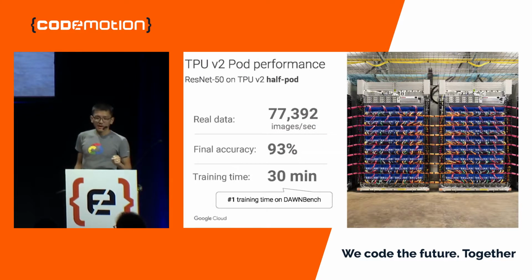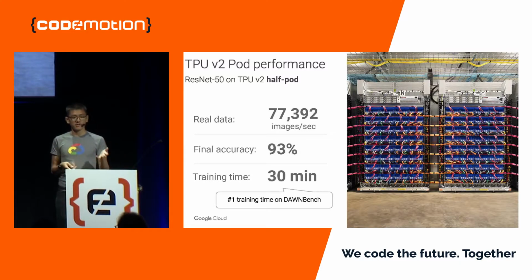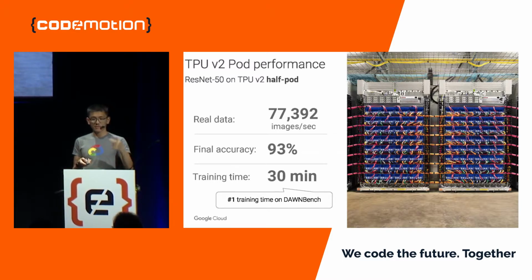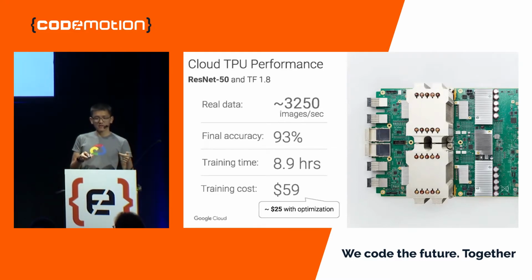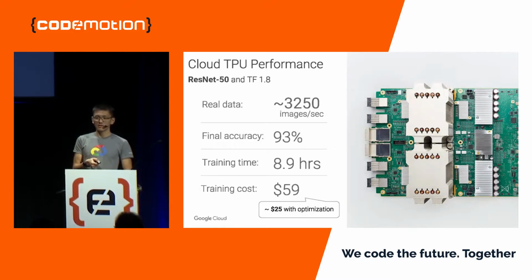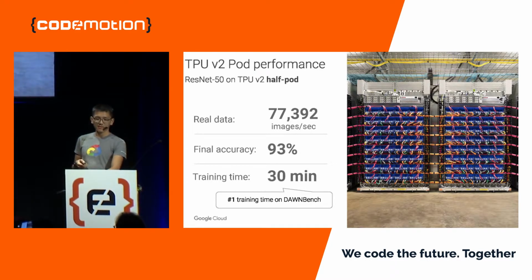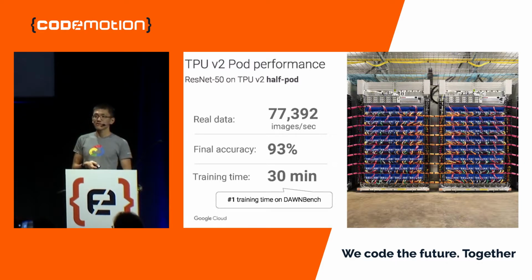On a TPU V2 pod, this is a half pod, so it's only one side of this image, where you're training something like ResNet to full performance in 30 minutes. For those who were paying attention earlier, for one TPU, I think it was half TPU V2, ResNet 50. Here we are. Training time 8.9 hours. Right, same network. Now we just got 32 of those boards hooked up together, and we end up at, instead of 8.9 hours, 30 minutes.